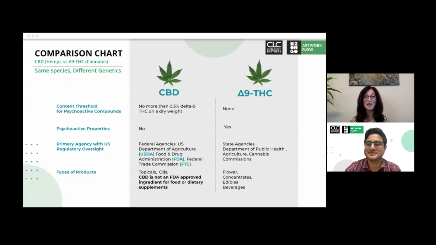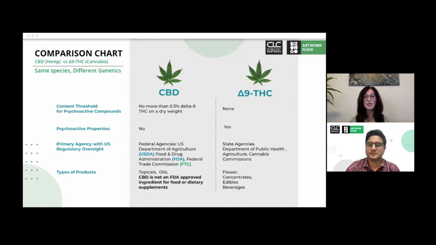Yeah, the difference between the plants, a very simple way is to say that they're the same species, but they have different genetics. So let's say a cannabis plant will produce a bud, and that bud will contain delta-9 THC, and of course that is the psychoactive ingredient. Those plants are regulated by the states. And so when we're talking about packaging and labeling laws, those are determined by the states.